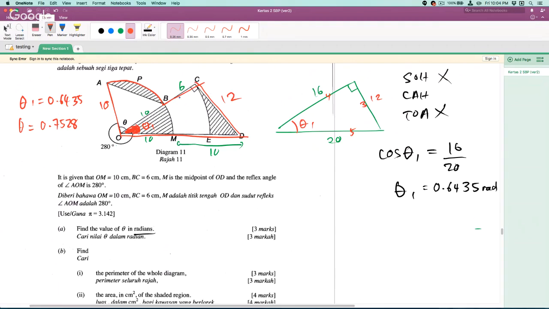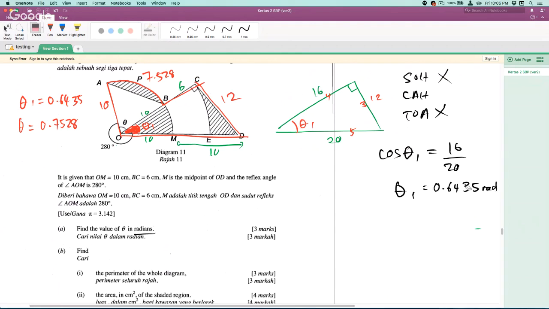So the only information I don't have is the arc AB. So I need to find the arc AB. Or you can say APB, it doesn't matter. This is s equals r theta. r is 10, theta is basically equal to 0.7528. So this one will be 7.528. Then you can get the perimeter easily by just summing all together.